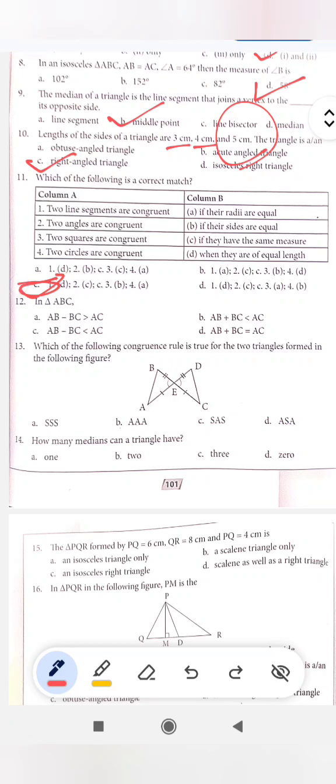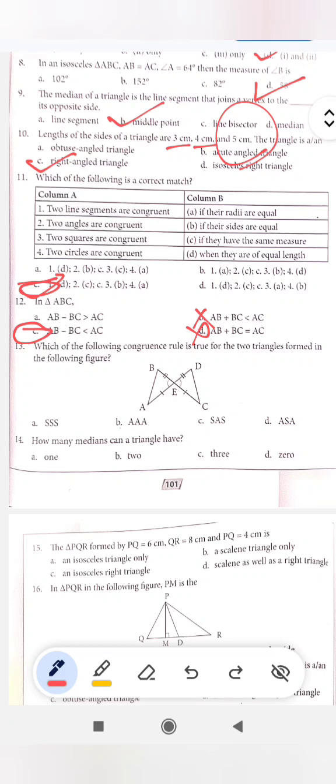Now question number 12. In triangle ABC, according to the formula, the sum of the two sides should be greater than the third side. So according to the sum, AB plus BC should be greater than AC, but it is given that it is less than or equal to AC. So option B, option D cancelled out. If you go for the difference, then the difference of the two sides should be less than the third side. So according to that, less than is option C.